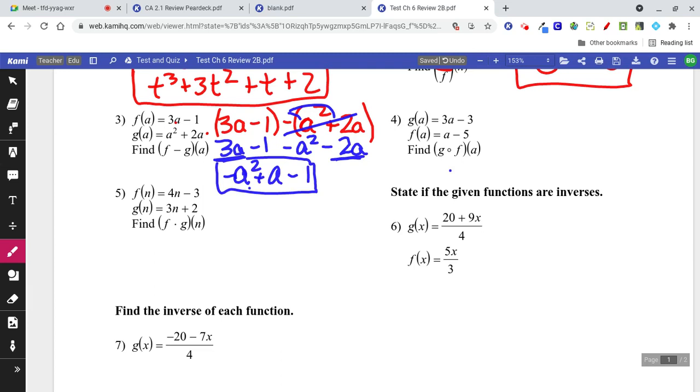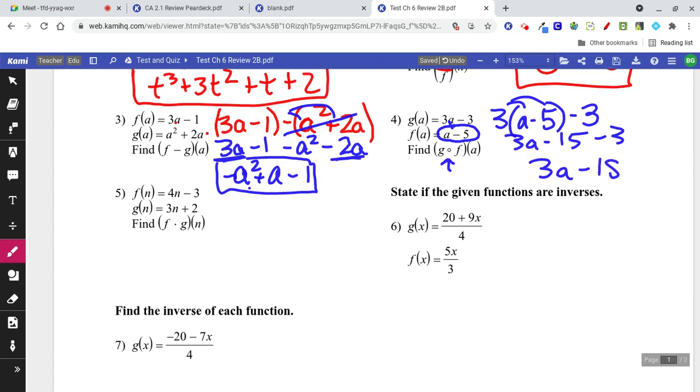Number 4, this means composition. This does not mean multiplication, it means composition. You're going to take the f function and plug it into the g function. So I like to think of it this way. You're just going to plug the f function right in there for the variable. So the g function says 3 times something minus 3, but we are plugging in the other function, a minus 5. It's a distributive property, 3a minus 15 minus the 3, combine your like terms, 3a minus 18.